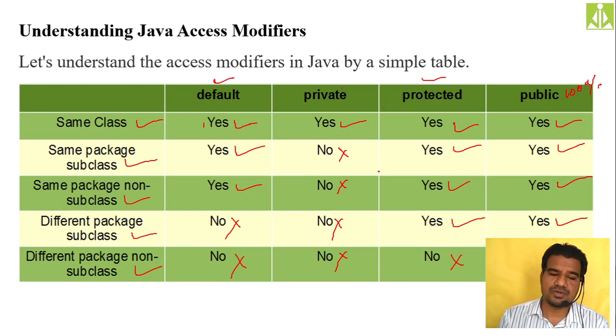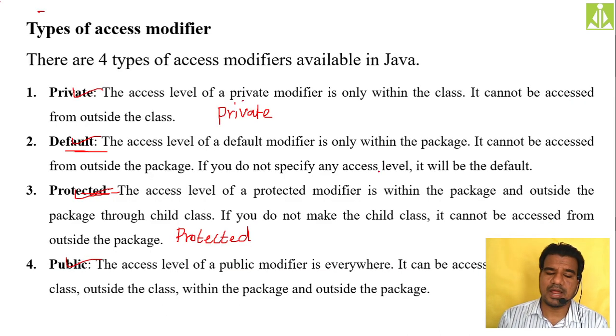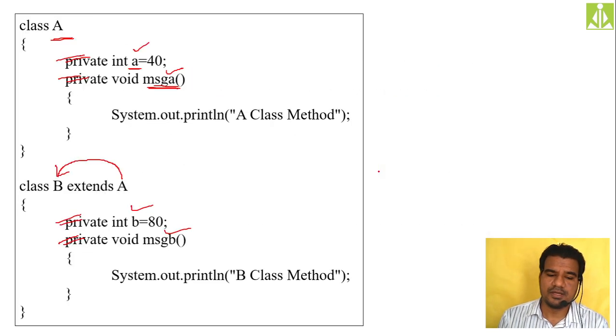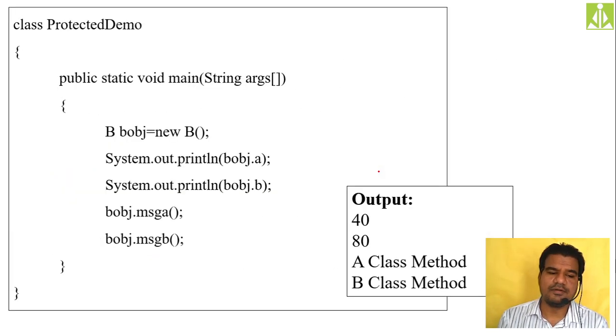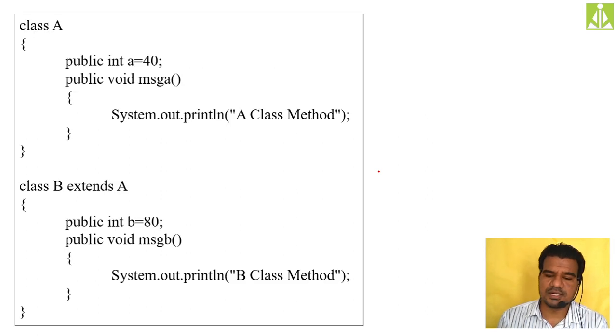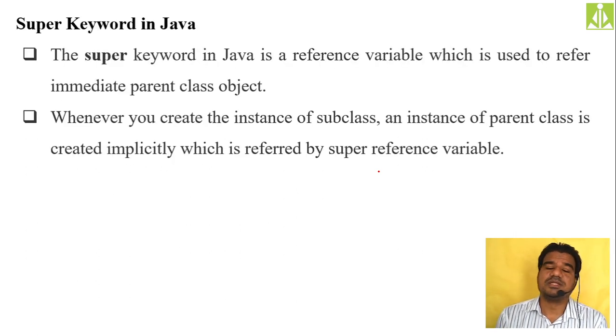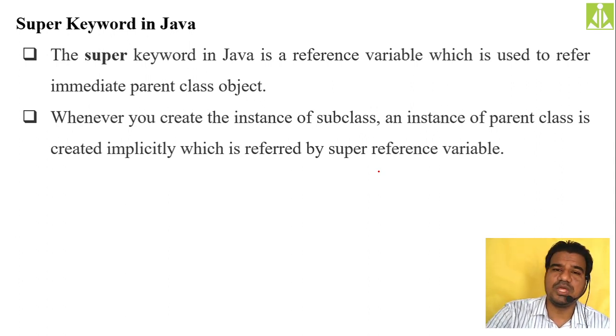So we discussed four: default, private, protected, and public. Quickly, let's see what concept we have after this. The super keyword. After the static and final keywords, this is another keyword we need to discuss in Java. The super keyword is a reference to the parent class. It is something like an object without creation to the parent class.